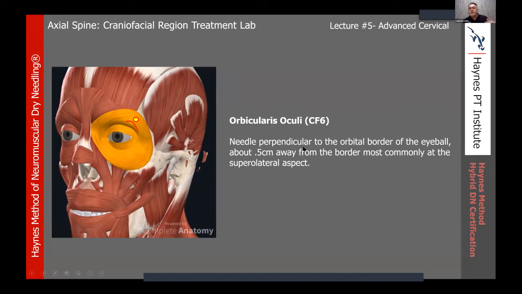Orbicularis oculi, we're going to find the apex of the orbit, and we're going to move 0.5 centimeters further away from that, and that's just to guarantee that we're not entering the orbit itself.